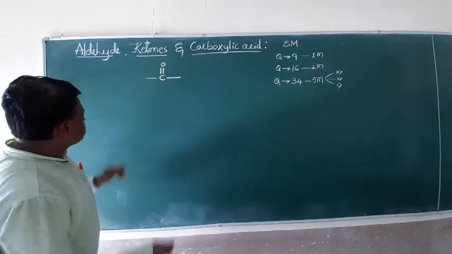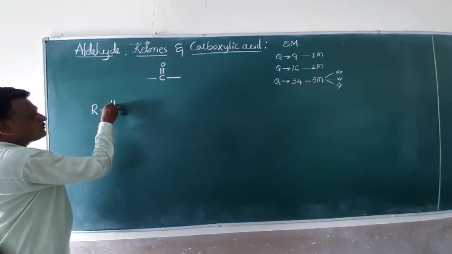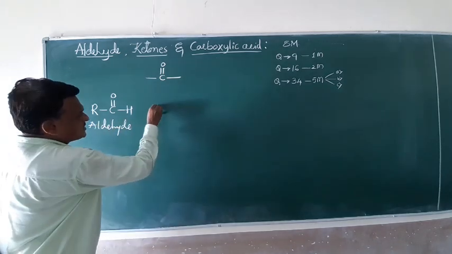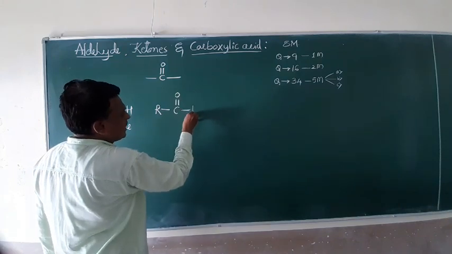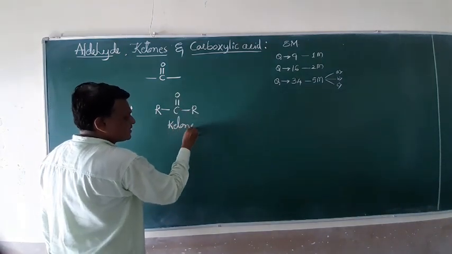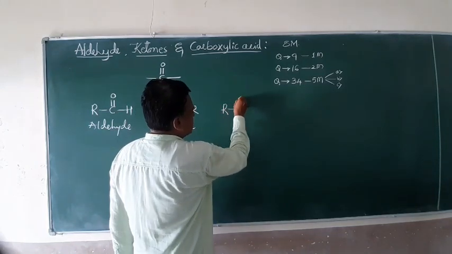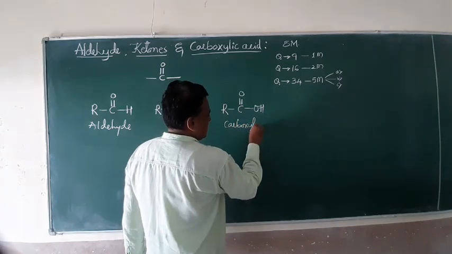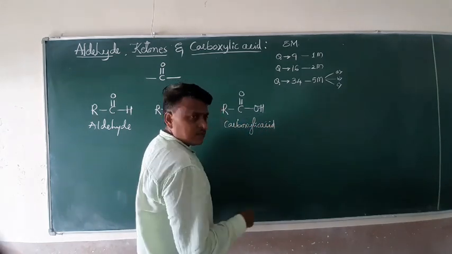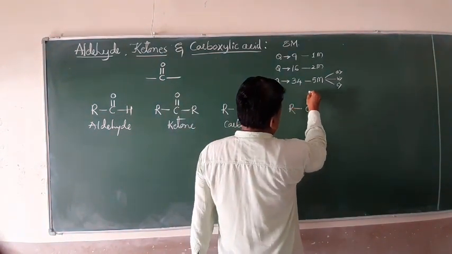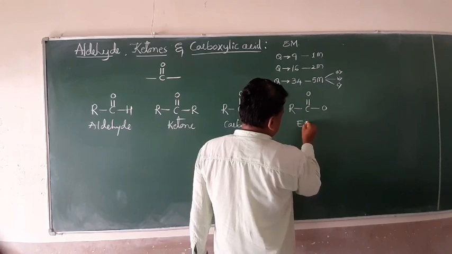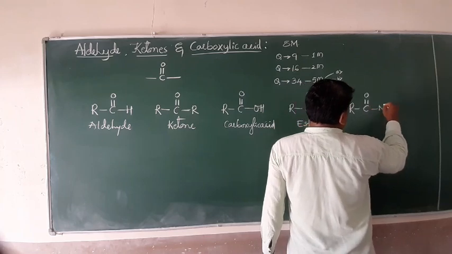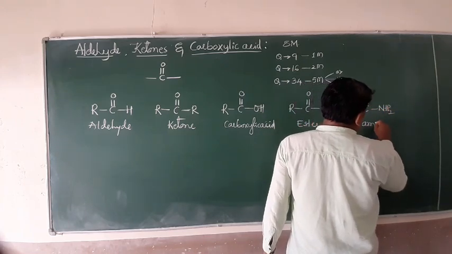And the carbonyl carbon compounds in our syllabus: the functional group RCHO is your aldehyde. Similarly, RC double bond O, R is nothing but a ketone. Similarly, RC double bond O, OH, this is your carboxylic acid. And similarly RC double bond O, OR, this is your ester, and RC double bond O, NH2, I think all of you know this is your amide.